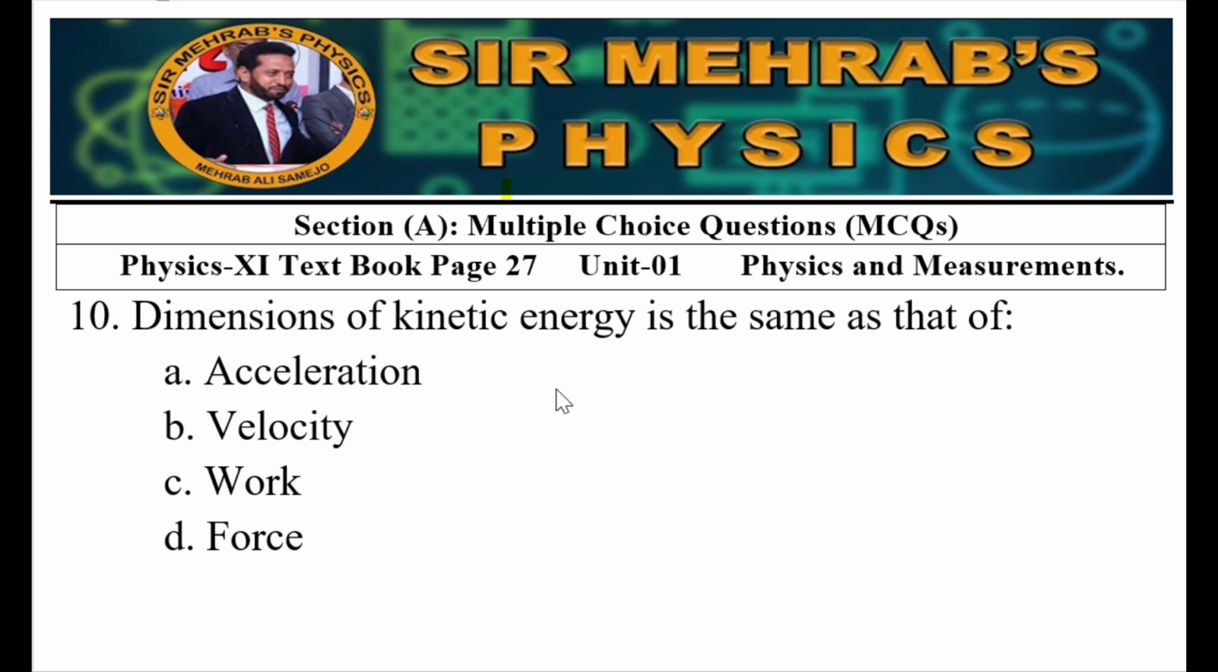So kinetic energy, its unit is joule. When you talk about the acceleration, its unit is meter per second square. When you talk about the velocity, its unit is meter per second. Work, its unit is joule. And force, its unit is Newton. So work has the same unit as that of kinetic energy. That means the dimension of kinetic energy is the same as that of work.